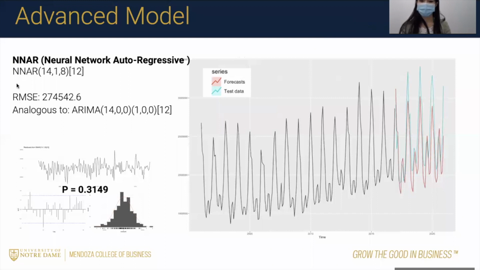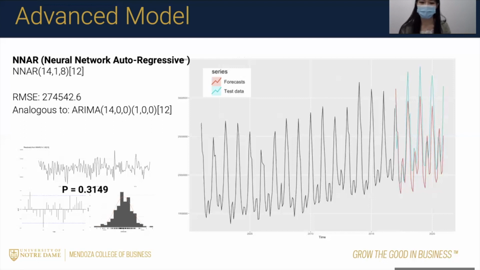Our third additional model is the NNAR model, which is the neural network autoregressive model. Just as we can use lag values in linear autoregressive models, lag values of a time series can also be used as inputs to a neural network. The neural network autoregressive model is one kind of artificial neural network in which lag values of the time series are used as inputs.